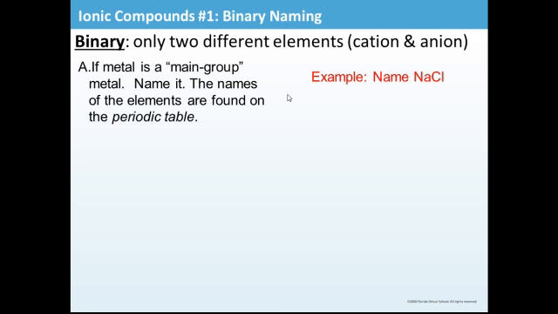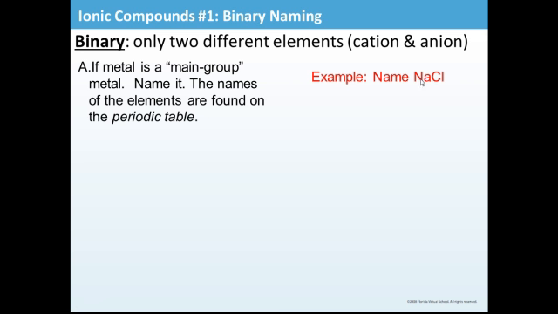Ionic compounds number 1, let's go through our binary naming. Binary means that you have only two different elements, a cation and an anion. Only two elements. So when you look at your formula, you see only two different elements. NaCl, two elements. That's it. Now, if you have an ionic compound, metal, non-metal, we have two elements, that's binary. If this is a main group metal, all we do is name it.